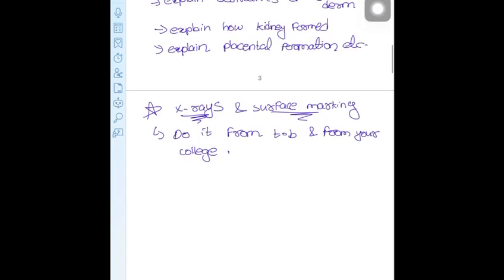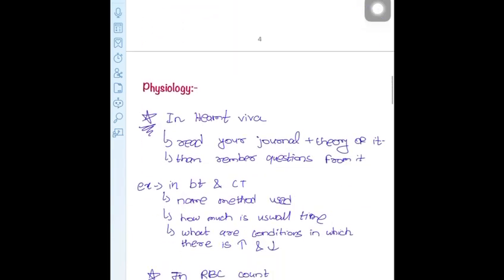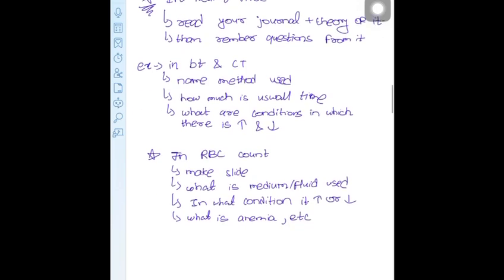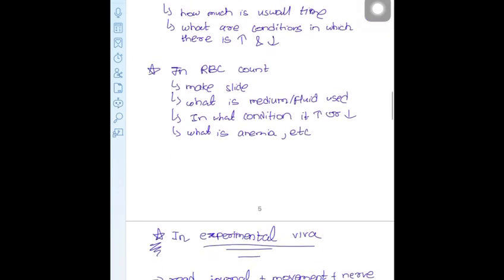In X-ray and surface anatomy, prepare from your textbook or from the X-rays in your college. In physiology, there could be a hemat viva, then experimental viva and theory viva. In hemat viva, read your generals plus theory and then remember questions from it. So, for example, in a practical of bleeding time and clotting time: name the method used. How much is the normal usual time? What are the conditions in which there is increase or decrease?